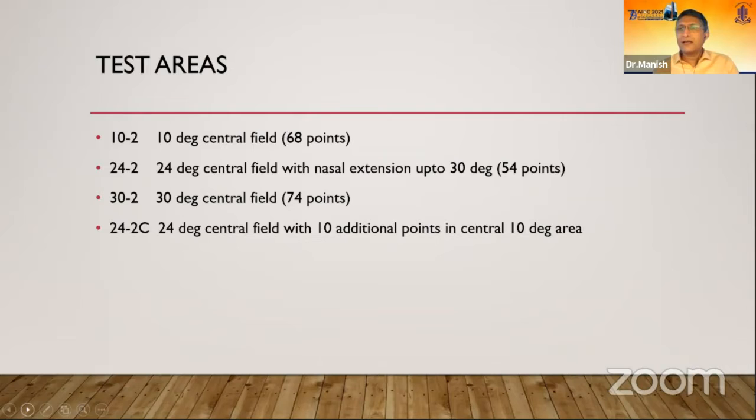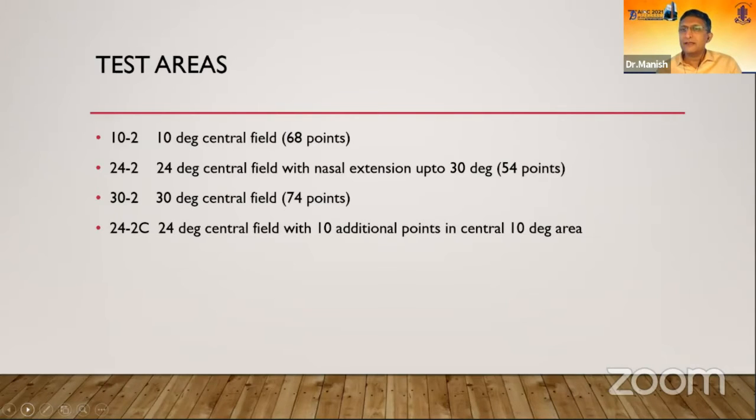Now coming to the second area, the areas which we are going to test. So you have these 10-2, 24-2, 30-2, and 24-2C. These are the test areas. So the 10-2 test area tests only the central 10 degrees around fixation, and it tests 68 points. So it is pretty intensive for the central field. The 24-2 tests 24 degrees field in all directions except nasal, where it is extended up to 30 degrees.